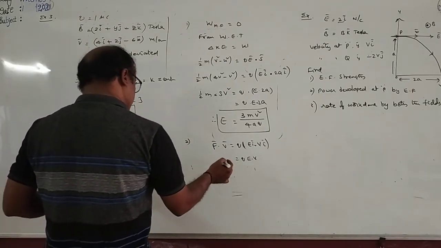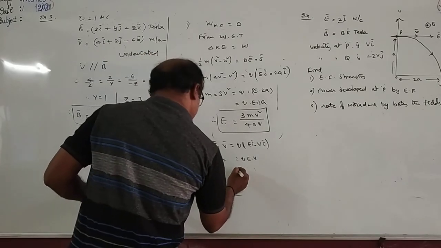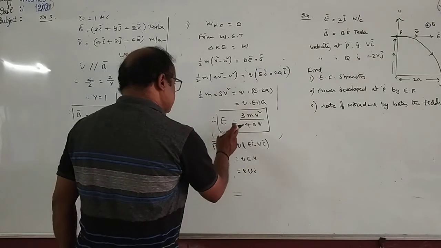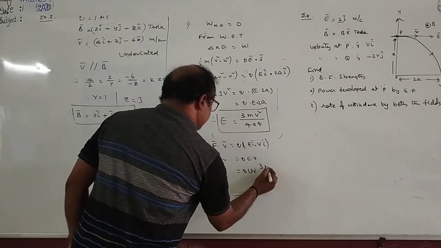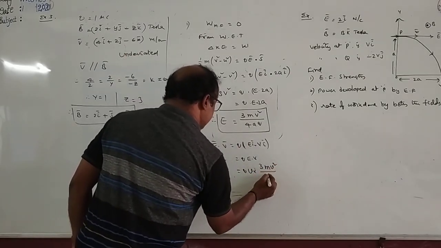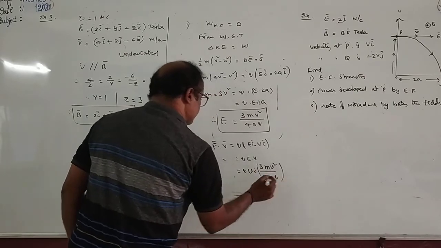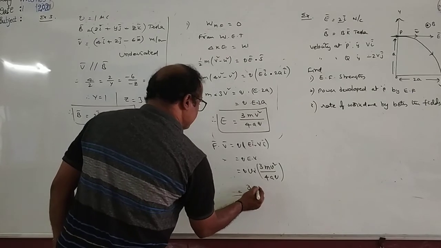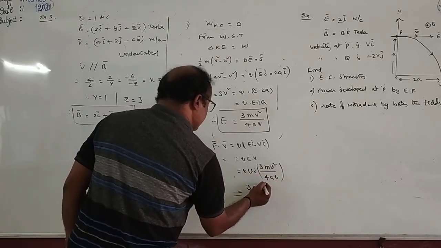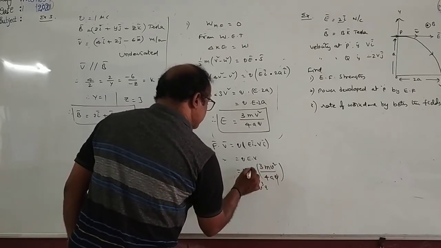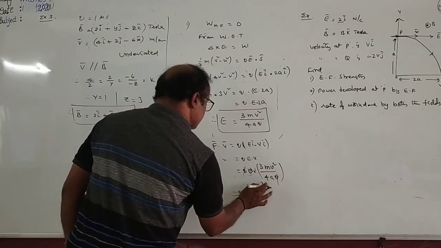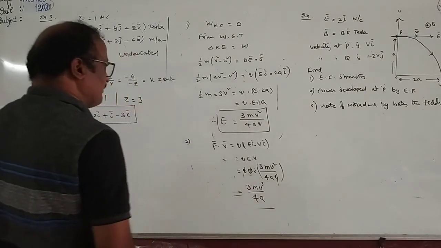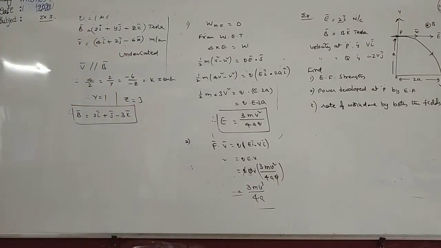This is equal to q into V into, again, capital E is replaced from this equation, 3m V square by 4aq. So that is 3m V into V, equal to V cube, into q, q cancels. 3m V cube by 4a. This is the power developed at P by the electric field.